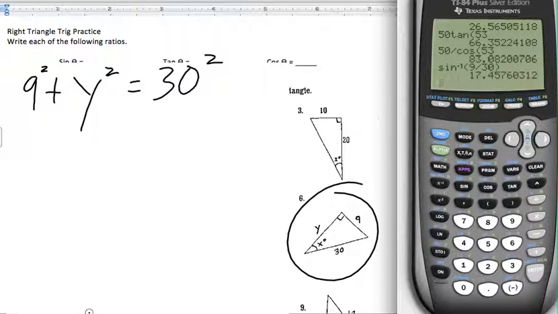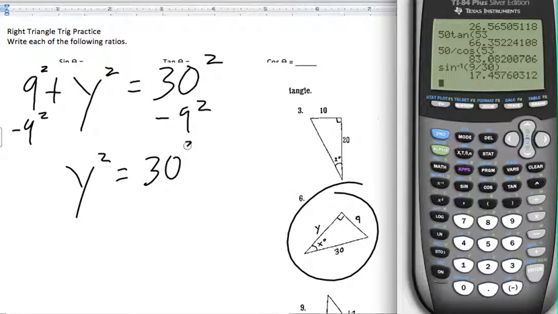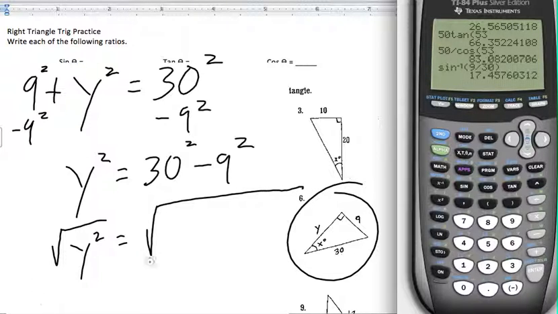What I actually like to do is write this all as one operation. So we can move 9 squared with subtraction and say that y squared equals 30 squared minus 9 squared. And then we can undo the square here by doing square root. So square root y squared equals, and then when you square root, you got to square root all of the left and all of the right. And what I mean by all of the right is you put it all under the square root symbol. If we do this, this will undo our squared and our square root, and y will just be whatever this is.